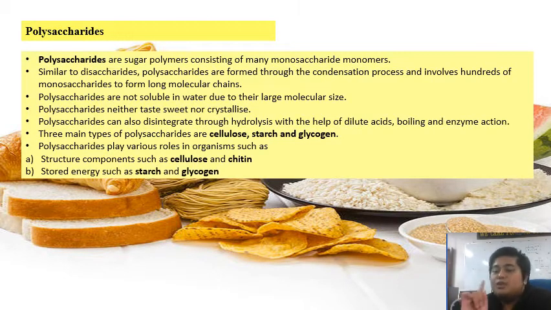Cellulose jumpa kat mana? Jumpa dekat pokok. Chitin jumpa kat mana? Jumpa dekat serangga. So stored energy such as starch and glycogen. Starch store energy untuk plant dan glycogen store energy for human.